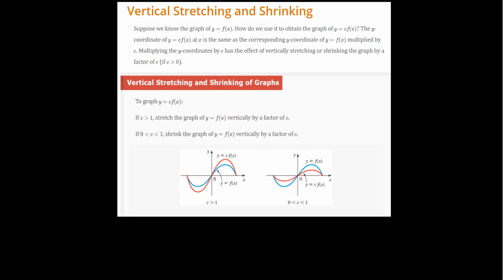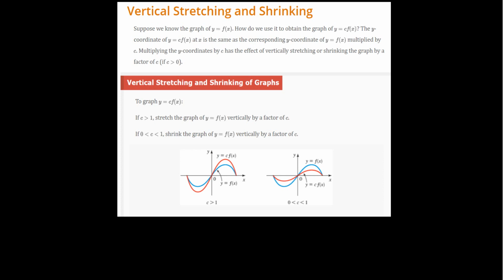Suppose we know the graph of y equals f of x. How do we use it to obtain the graph of y equals c times the parent function? For the vertical shift, we added or subtracted some number to the function, and then we went up or down the y-axis. If we're going to multiply the parent function by something, then we're talking about vertical stretching and vertical shrinking.